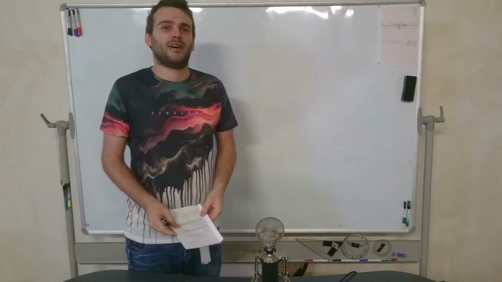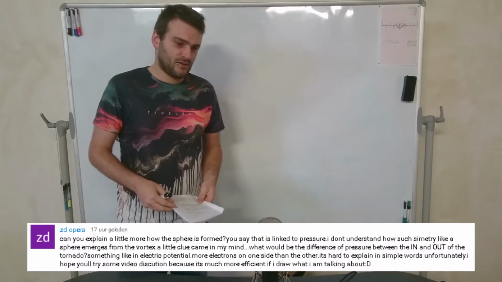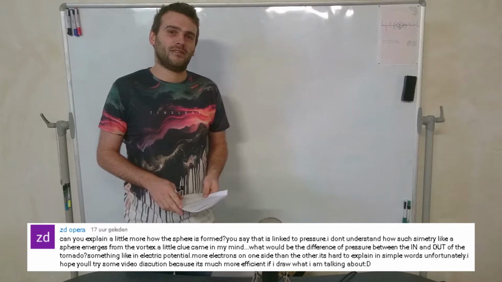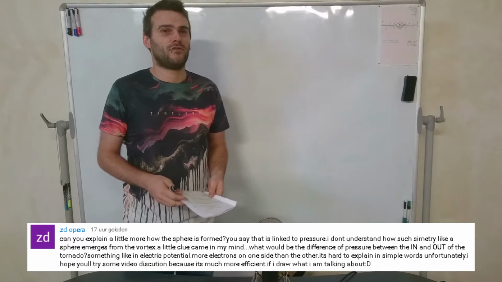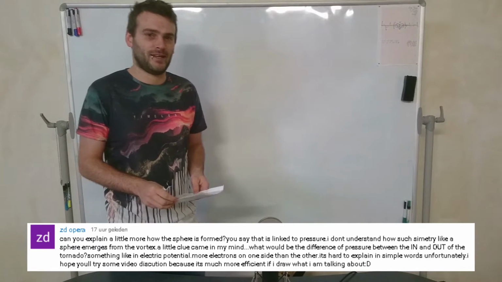Today I wanted to talk about a question I got from a viewer. He asked, why is there a spherical form around a vortex? Why is there a spherical form of pressure equilibrium around a vortex? I'm going to try and explain that today.